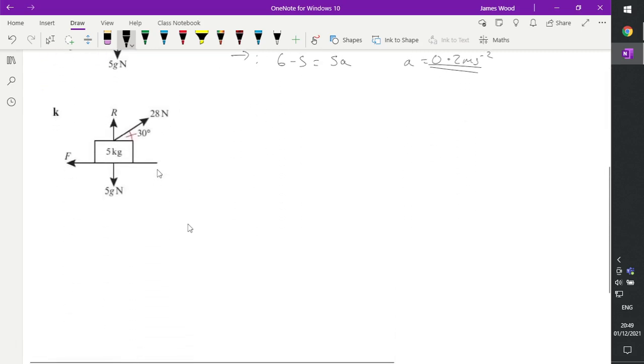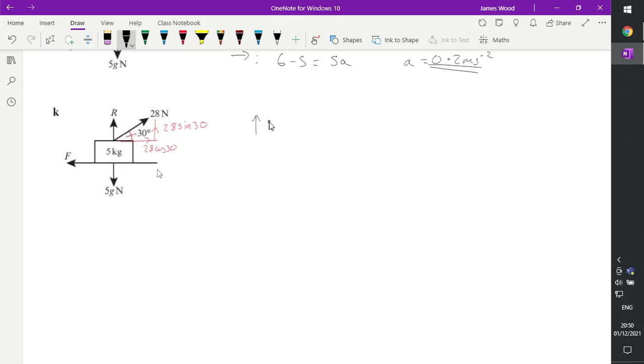Okay, so the last one. This time we've got a force lifting it up a little bit, but at an angle. So the first thing we need to do is resolve this force. This vertical bit here will be 28 sine 30, and the horizontal bit will be 28 cos 30. So we can use those later.